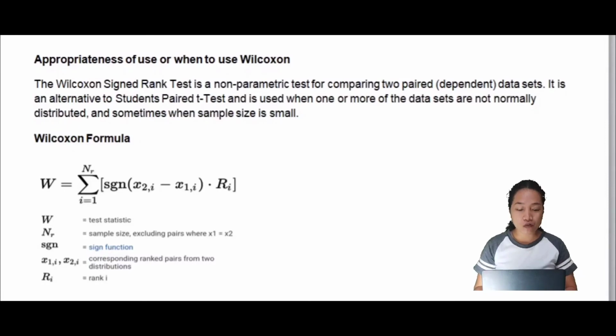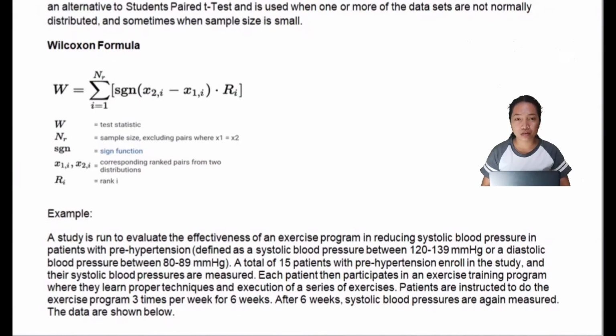Now, the formula of Wilcoxon is W, which stands for test statistic, equal to the summation of the sample size, excluding pairs where x1 is equal to x2, multiplied by the sign function, times the corresponding rank pairs from two distributions, then multiplied by rank. To better understand Wilcoxon, here is an example.